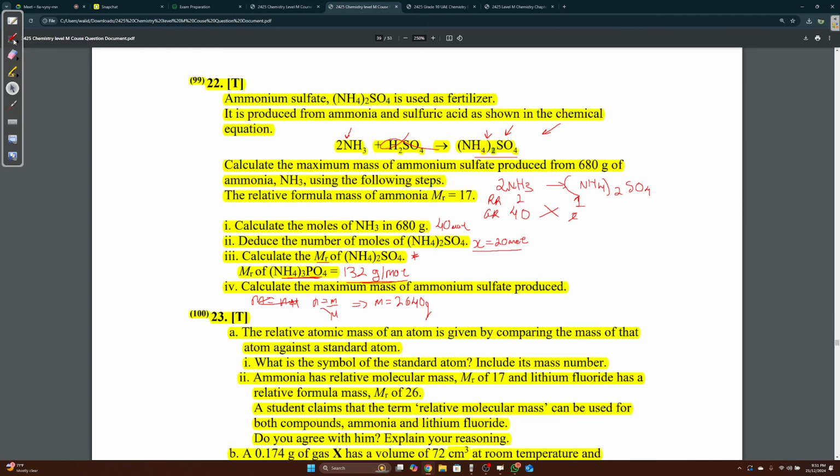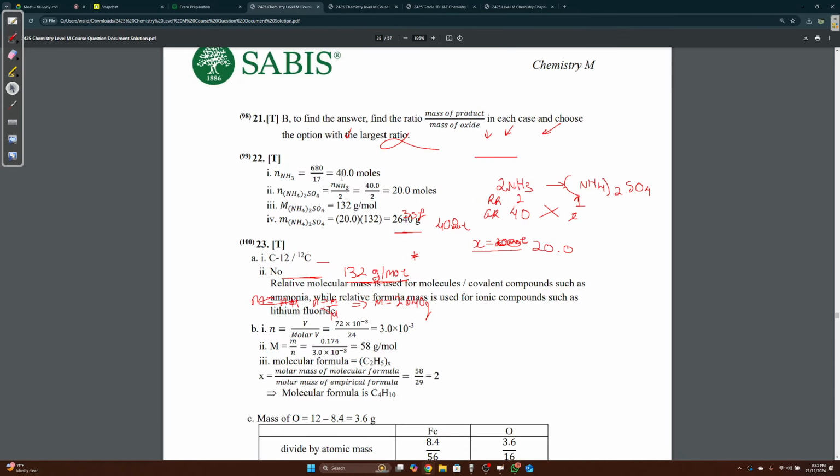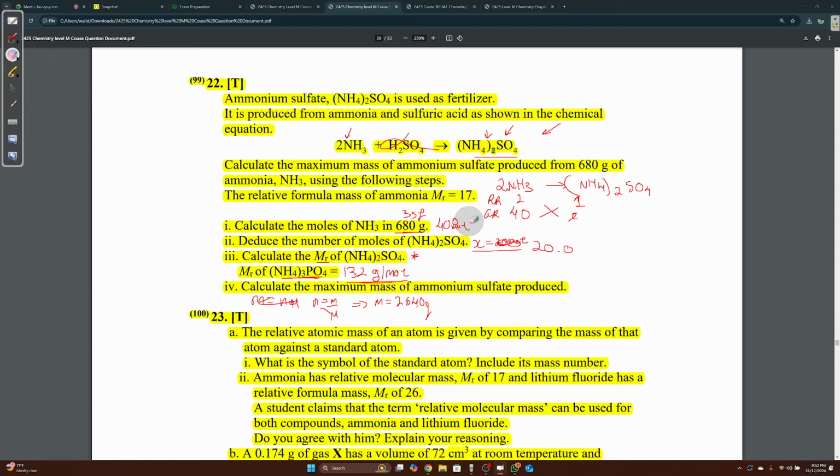Oh, and they wanted me to put 20.0 here. Let's see. Why do they want 20.0? So I think because they wanted 40.0 here, because it's 680 grams, which is 3 SF. No, that doesn't make sense. No, I don't agree with that, honestly. Why? Yeah, you have 2 over here. No, these significant figures are wrong. Unless they won't count it. They won't count it. It's fine. So this is correct.